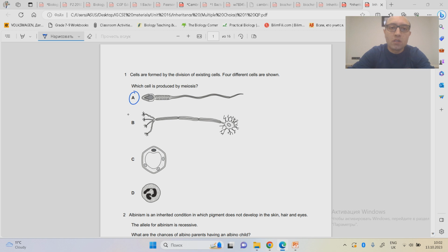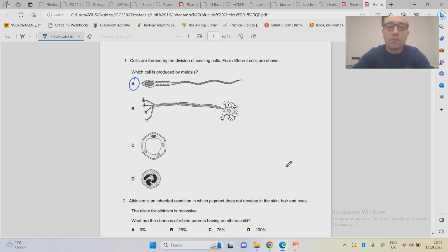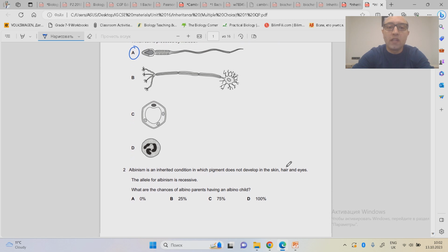Guys, you know that meiosis makes gametes. So in this case, our answer will be A, because we have one gamete, which is sperm cell. B, you know, is a neuron. C is a spongy mesophyll cell. D is a lymphocyte. It is a white blood cell known as phagocyte.